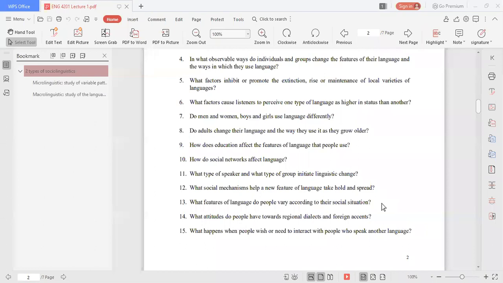Okay, now we'll move on to the next question. What attitudes do people have towards regional dialects and foreign accents? So you see, for example, personally, sometimes I get very biased, or you can say I cannot be impartial when I listen to different kinds of dialect. Sometimes, unwillingly, I start underestimating that person, when somebody, even being an educated person, is speaking in his dialect. Do you follow me what I'm saying?